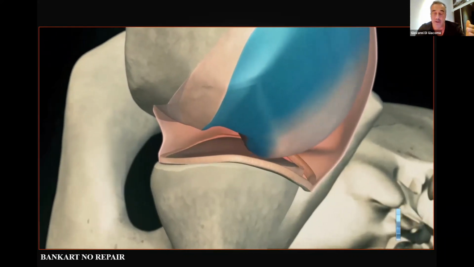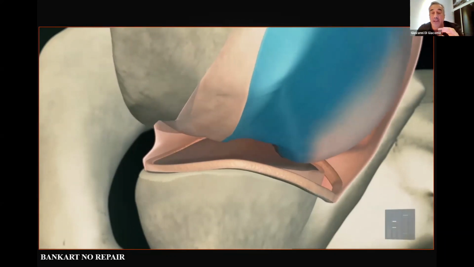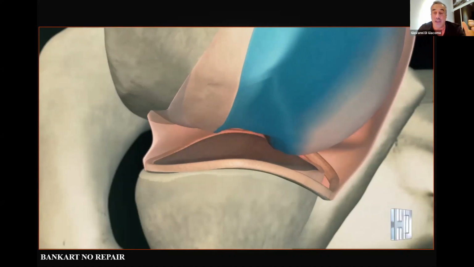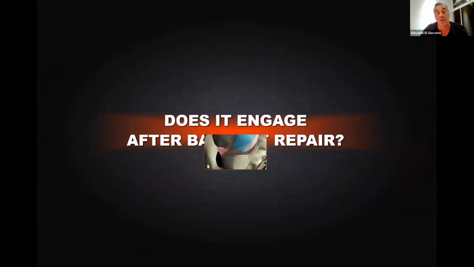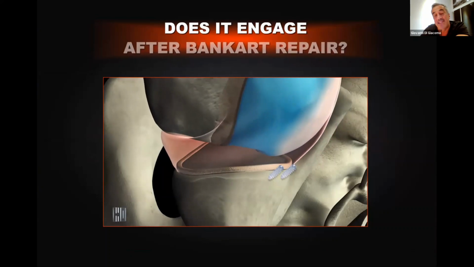So we think that it's very important to look at whether the Hill-Sachs engages after the Bankart repair. So you have to fix the Bankart through the scope, and then you have to take a look at whether the Hill-Sachs is going to engage or not engage with the glenoid. Which is the problem? The problem is that if you perform a Bankart repair, you don't have the courage, that is normal, to test the shoulder after the Bankart repair. So we tried to develop something different to see if the Hill-Sachs is going to engage after the Bankart repair.